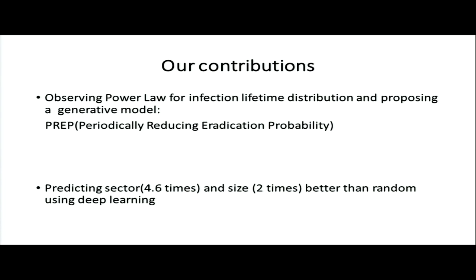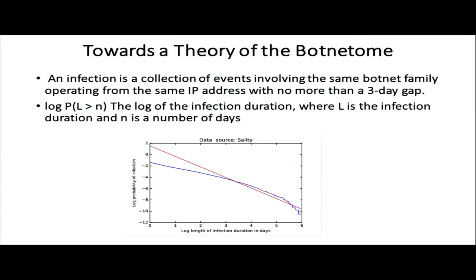So there is some signal in there, and the neural network is able to extract it. Okay, so this botnet theory, let me just describe this. Here what we are plotting is log of the length of the infection. So this is log L, this is log n. On this horizontal axis is log of n, and this vertical axis is log of the probability the duration is greater than n. If we plot that, that's this blue line.